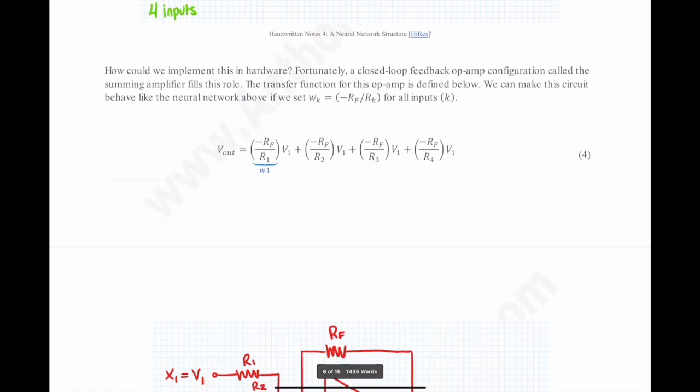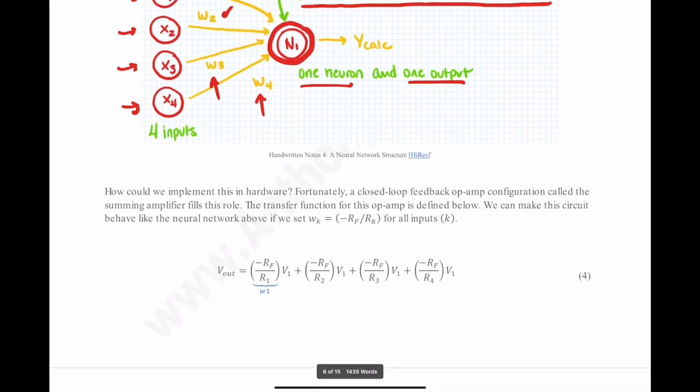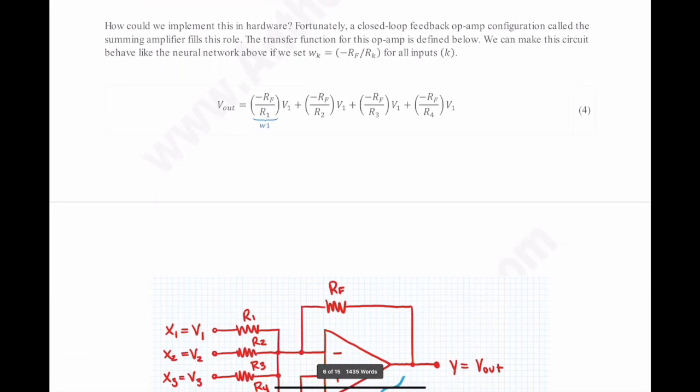So how could we implement this in hardware? Again, taking our neural network design at face value. Fortunately, a closed-loop feedback op-amp configuration called the summing amplifier can fill this role. The transfer function for this type of op-amp is defined below, and we can make this circuit behave like the neural network above if we set our individual weights to the gain of those amplifiers, which is negative RF over the respective series resistance, which I'm going to call RK, for all of the inputs. So this is our transfer function right here.